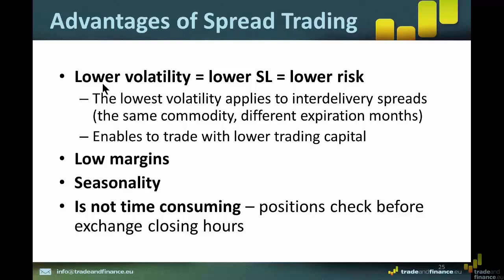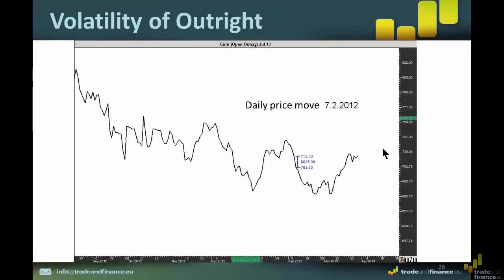Let's speak about the volatility and also about the low margins. So the volatility is about how much the price of a commodity or of the spread is moving within one trading day. Let's demonstrate it on the example. This is the volatility of an outright position. The outright position is when we trade a so-called naked position. It means that we speculate on the price increase or decline of a particular commodity.